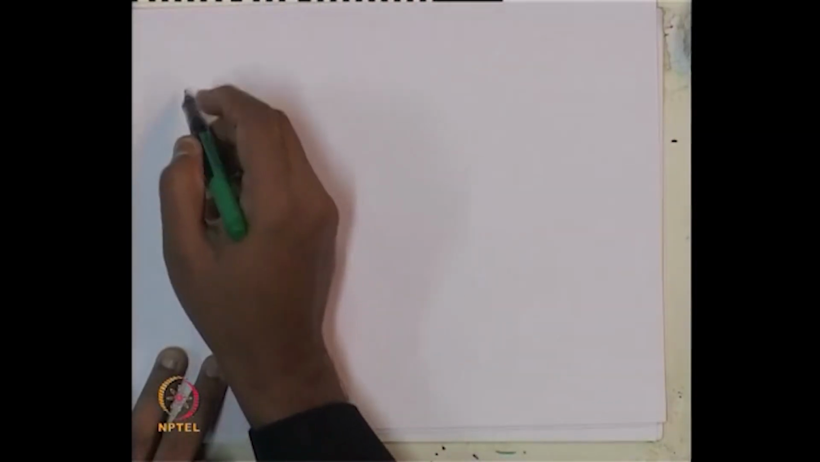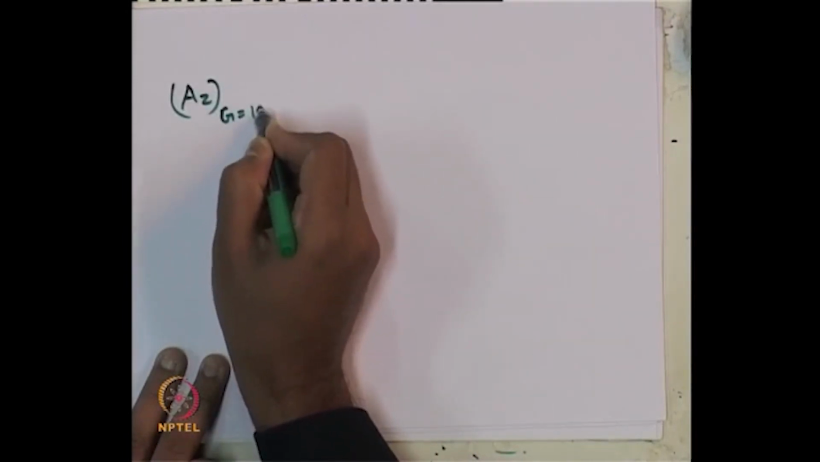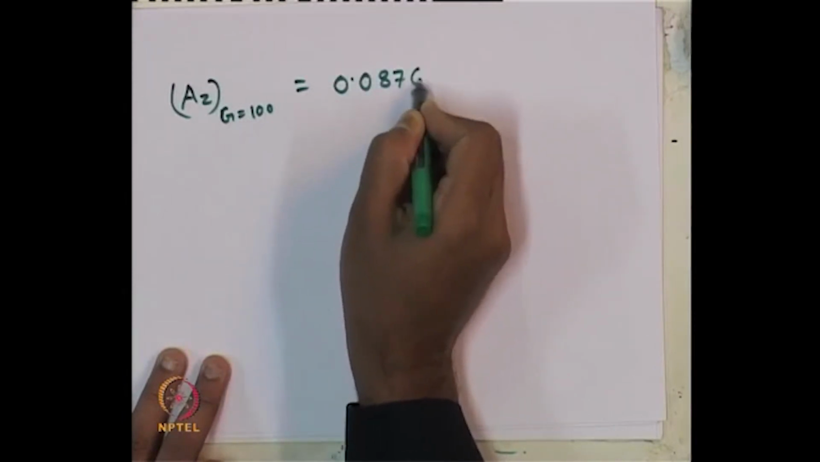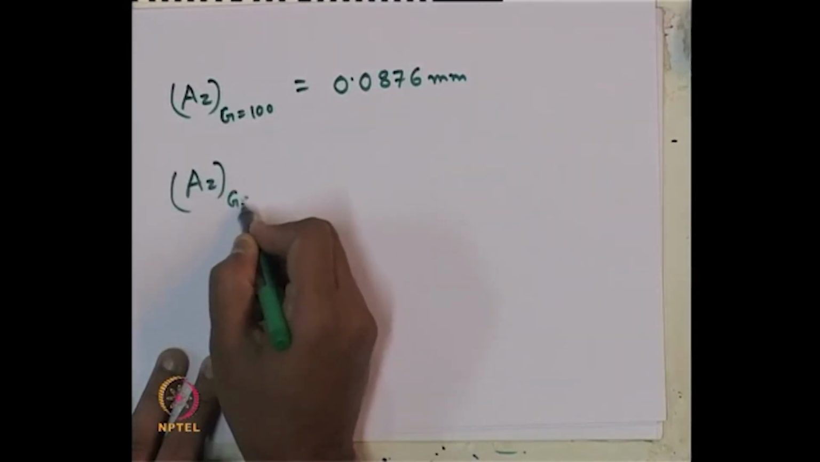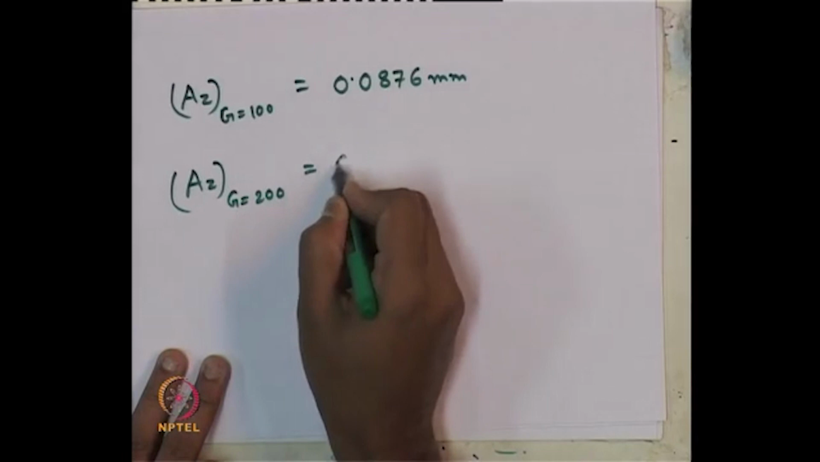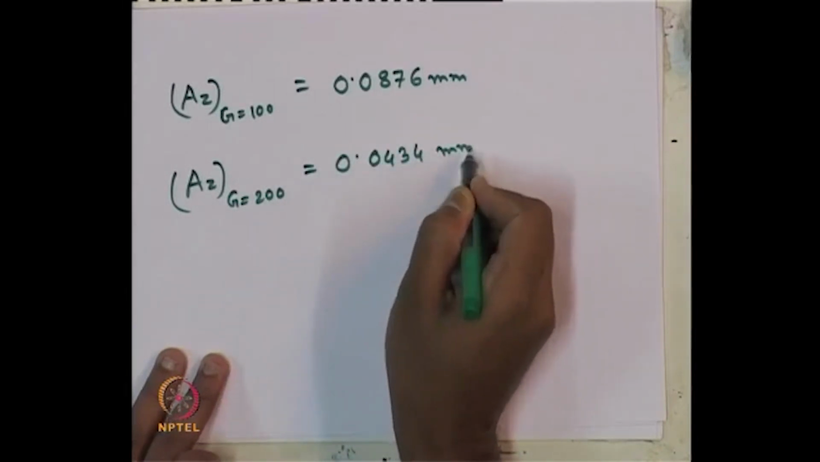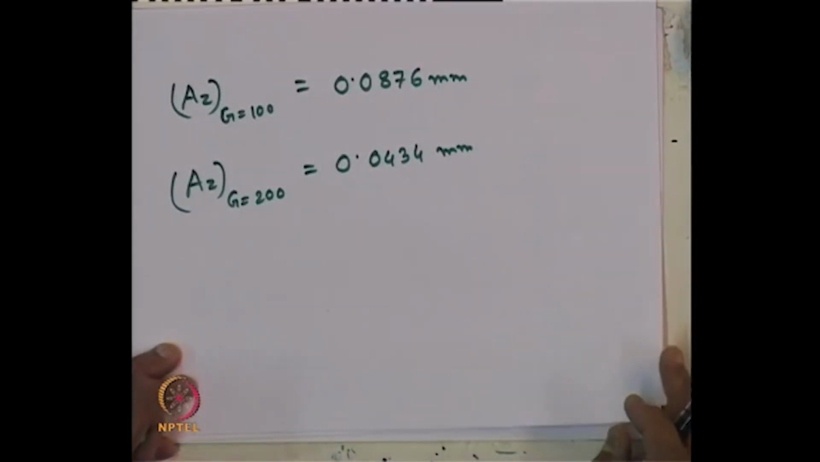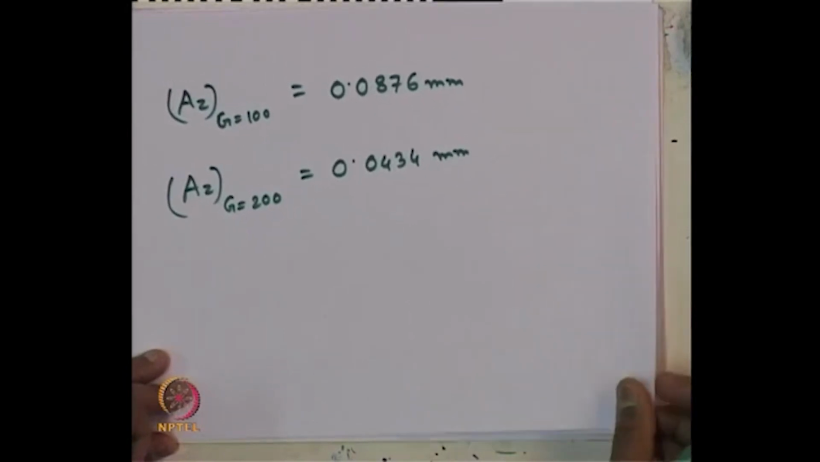So, for the other two cases also we need not calculate, we can directly say A z for g equals to 100 will be 0.0876 millimeter and A z for g equals to 200 will be 0.0434 millimeter. So, that completes our calculation of the displacement amplitude at operating frequency for vertical mode of vibration.